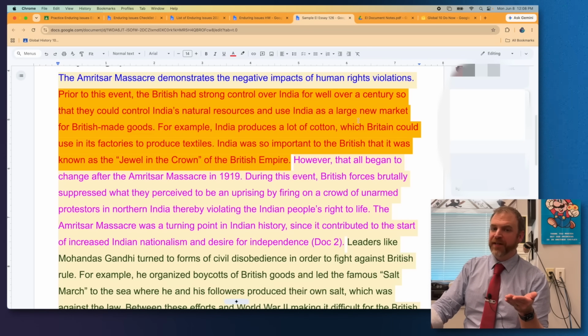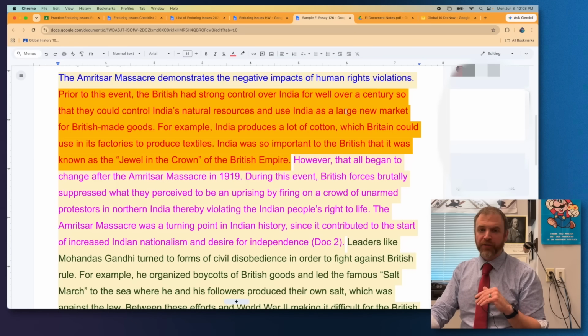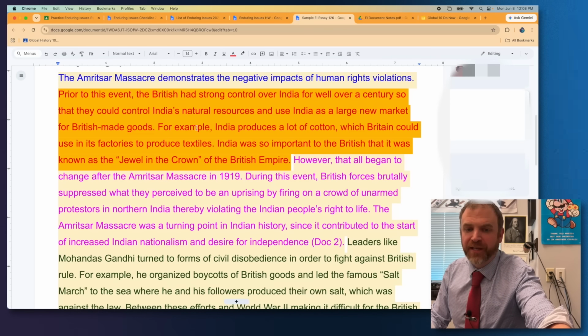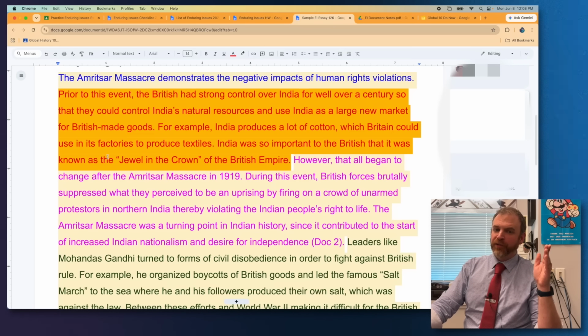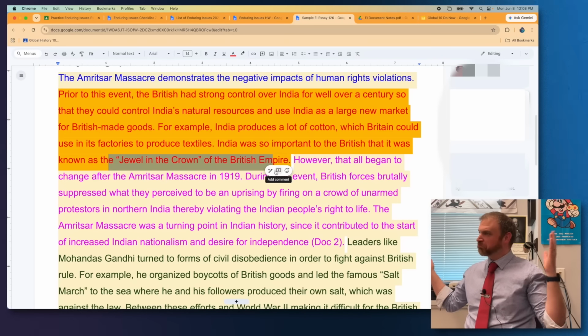The British controlled India. They wanted India's natural resources. They wanted India as a market for new goods. They wanted to use Indian cotton to produce textiles. And India was known as the jewel in the crown because it was so special.